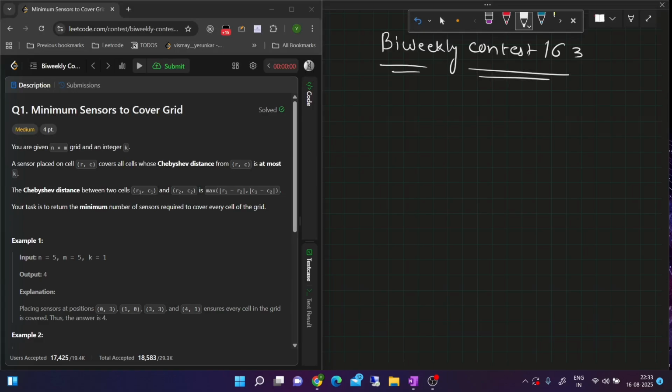So today we would be solving this first problem of biweekly contest 163. So it is minimum sensors to cover grid. Okay, so let's go through the problem statement.